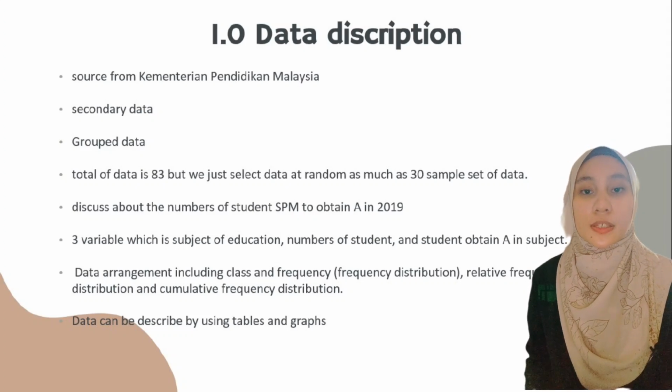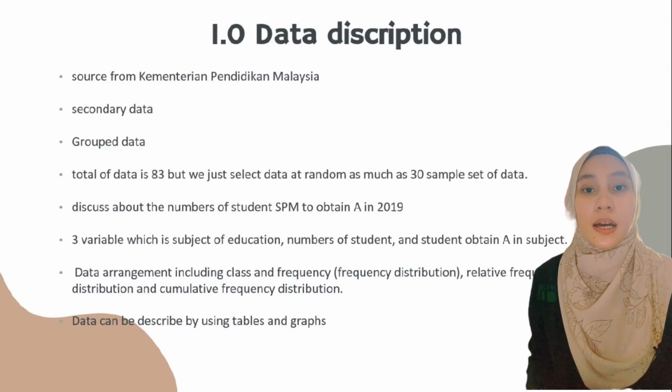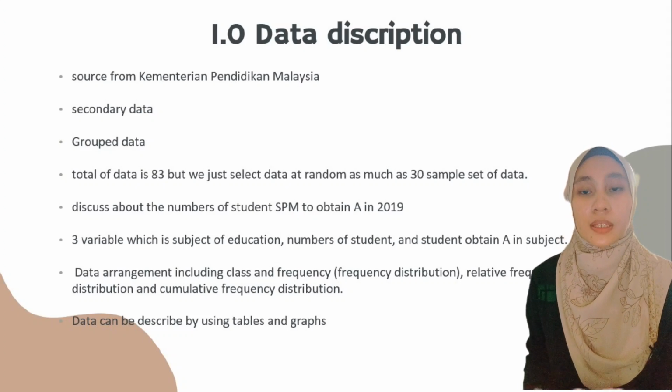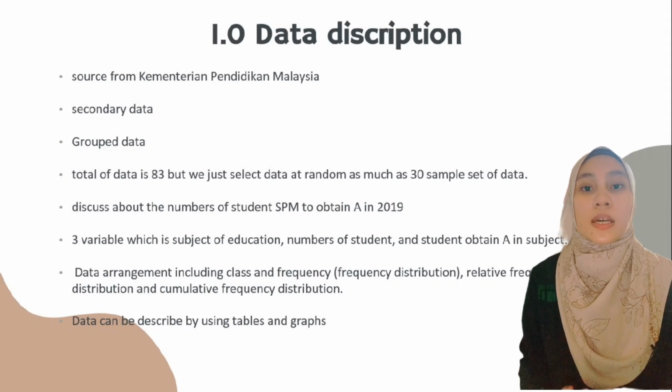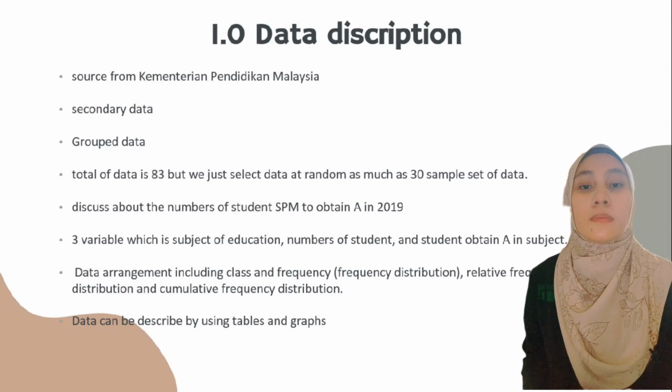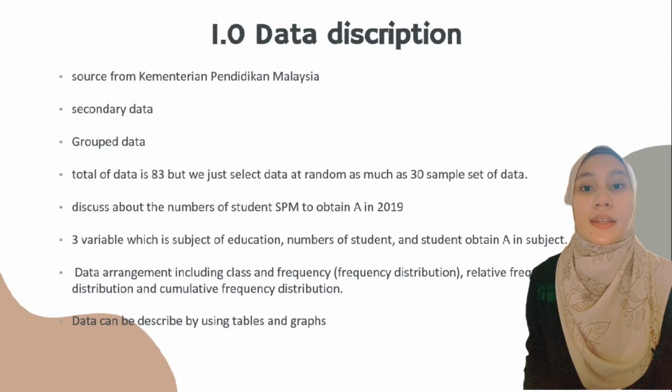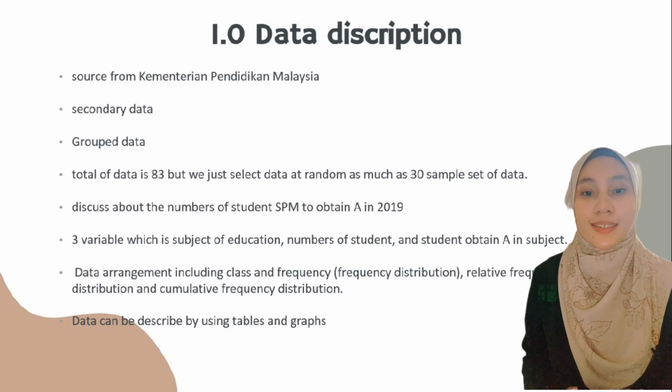The total data is 83, but we just select data at random, as much as a 30 sample set of data. The data we use discusses the number of students who obtain A in SPM in 2019. For this assignment, we just select three variables, which are subject of education, numbers of students, and students who obtain A in the subject.